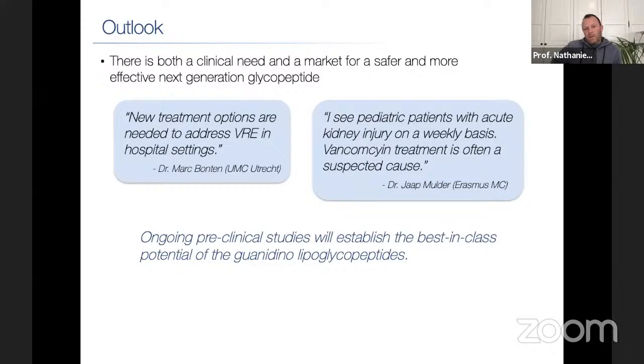And then another colleague of mine at the Erasmus MC is a pediatric nephrologist. In talking to him, I was surprised to find out that often when they see kids with kidney injury, it's linked to a suspected vancomycin treatment. So again, this gets to the point that I raised earlier, that the toxicity of vancomycin isn't probably fully appreciated, but it's something that people in the clinic do encounter. And so if we can develop a glycopeptide antibiotic with lower kidney toxicity, that would obviously be very, very favorable.